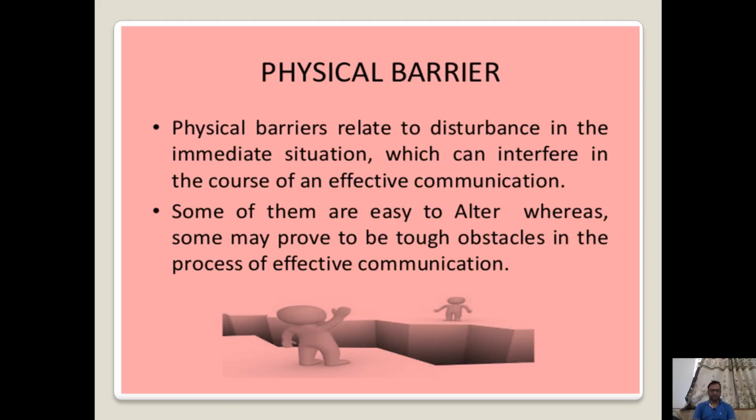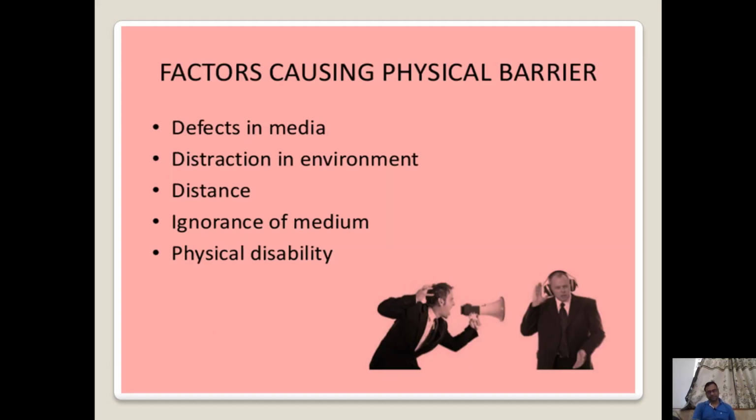The first one we'll discuss now: physical barriers. Physical barriers relate to disturbance in the immediate situation which can interfere in the course of effective communication. Some of them are easy to alter, whereas some may prove to be tough obstacles in the process of effective communication, which means some physical barriers you can remove and some you cannot. So ultimately, physical barriers play a very negative role that affects communication skills.